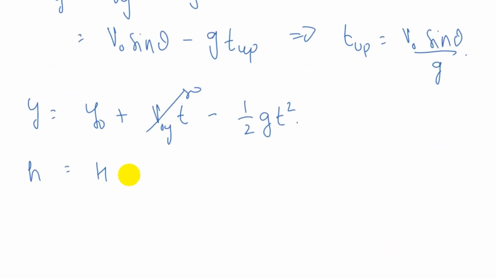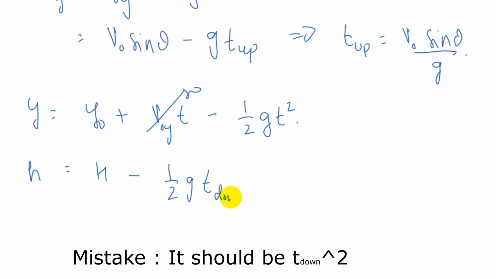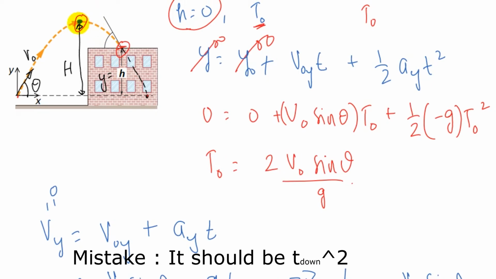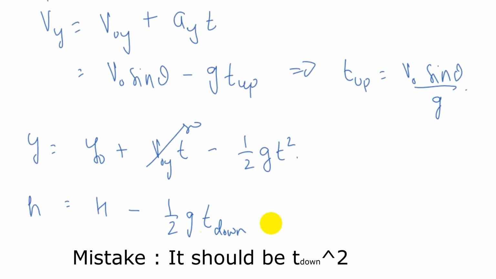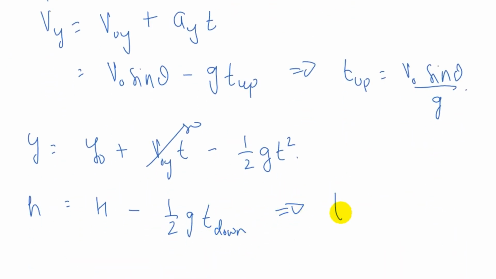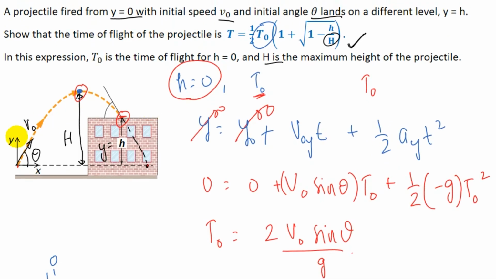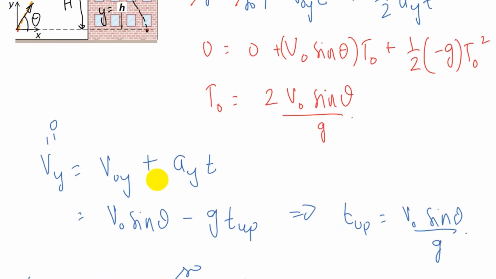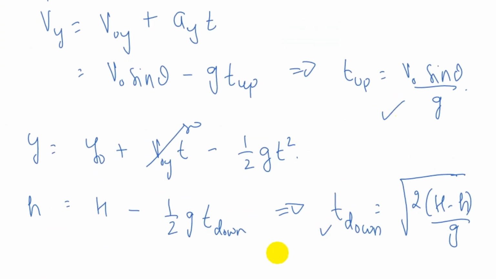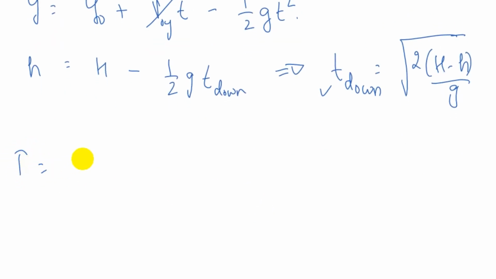And then this is minus 1 over 2 g, and this is the time of down, because the projectile here is coming down. So I'm just writing it as t down. Now from here the expression for t down comes out to be under root 2 times (H minus h) divided by g. Now what would be the total time of flight from this point to this point? We have to add both these two terms, this one and this one. So t will be equal to t up plus t down.